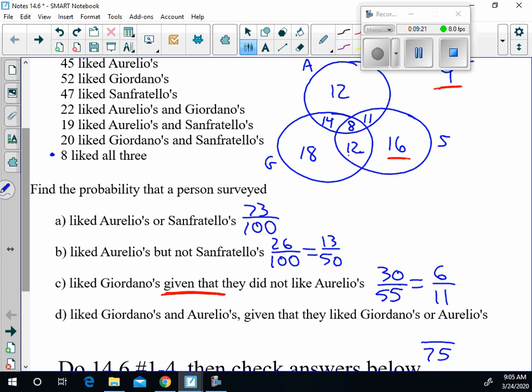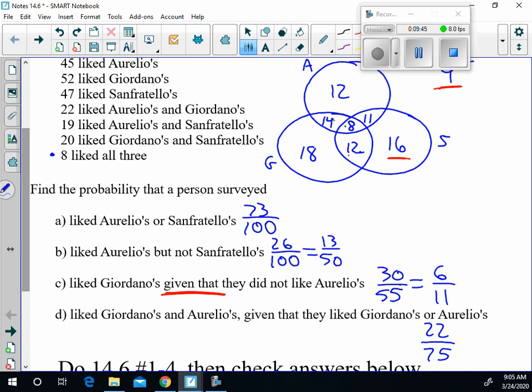So this one's got to be out of 75. Now, Giordano's and Aurelio's. Well, we have to look for the intersection, the overlapping of those bubbles here. Okay, and I can see a 14 and an 8. I'll put a little dot here in green, so I see this 14 and this 8. You can see that those two like both. So 22 out of 75. No reducing on that one.